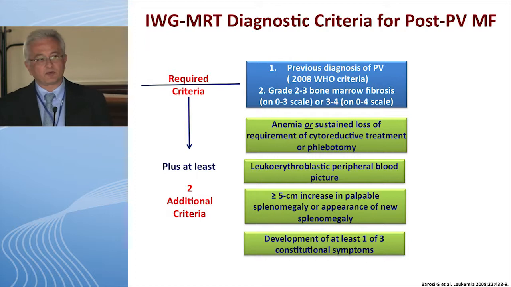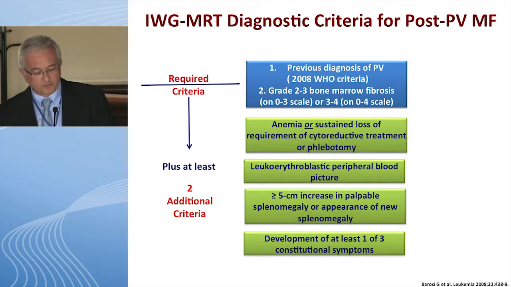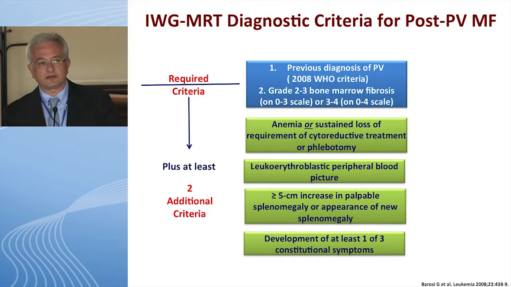The diagnosis of post-polycythemia vera myelofibrosis relies on the criteria drawn by the International Working Group from MPNs, and they include necessary and additional criteria. The necessary criteria are a prior diagnosis of polycythemia vera according to the WHO 2008 criteria, which should include a bone marrow biopsy, and the development of a grade 2-3 bone marrow fibrosis on the European or 3-4 on the American scale.